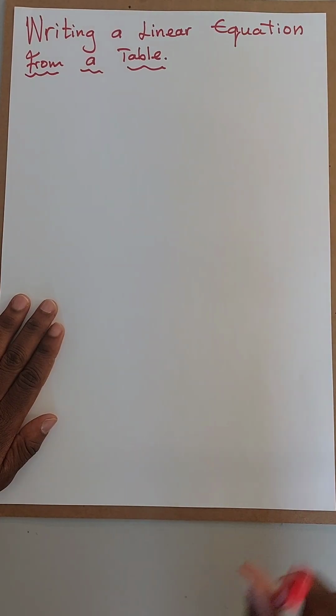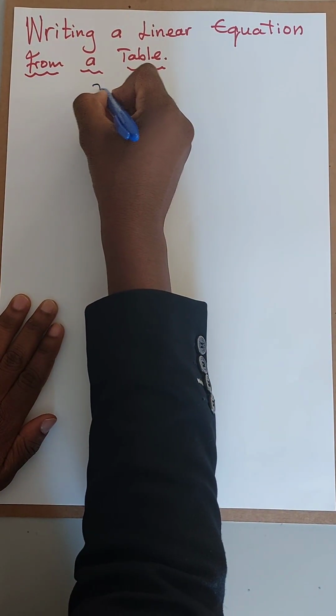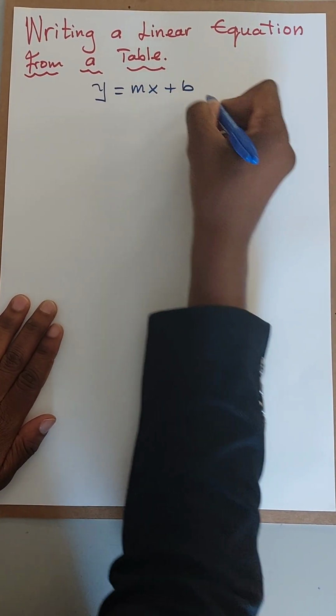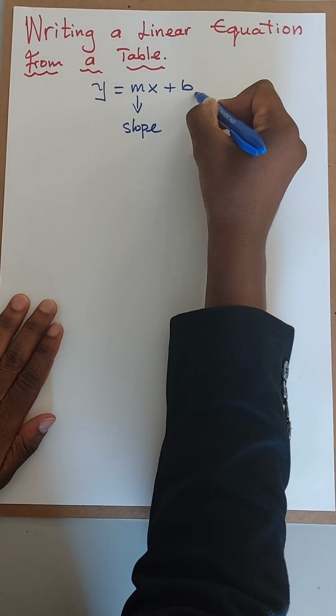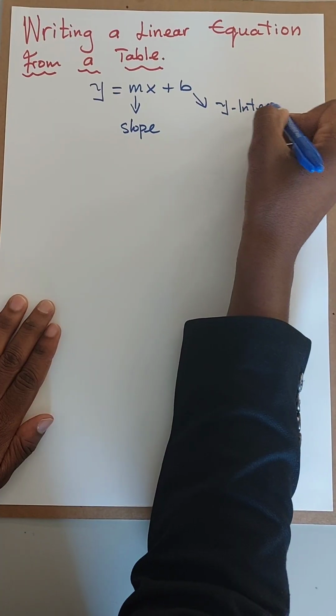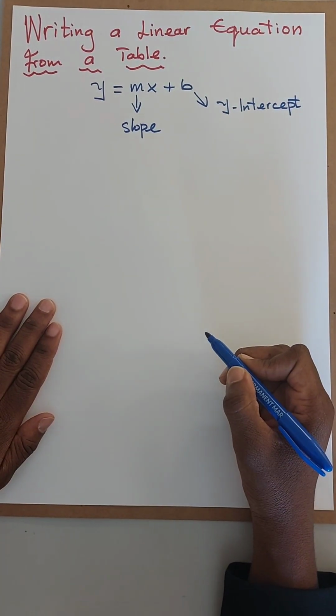All right. We have learned that a linear equation in slope-intercept form can be written as y equals mx plus b, where this m represents the slope of the function and this b represents the y-intercept. So on the graph, we see the y-intercept where the line crosses on the y-axis.